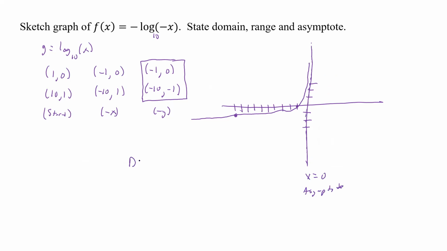Our domain now is going all the way out this way, from negative infinity up to 0, and our range is going from negative infinity to positive infinity, okay? So that's how I do it. Again, I suggest using the points like this. Start with the original, then start doing your transformations along the way.